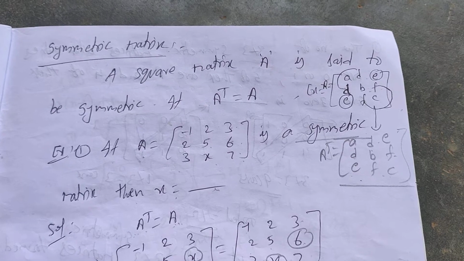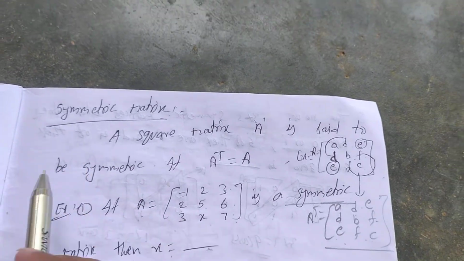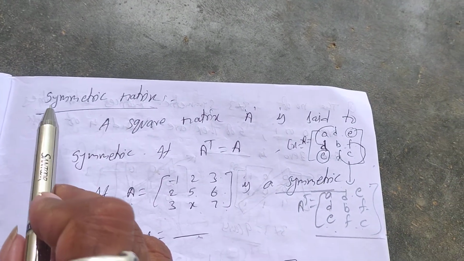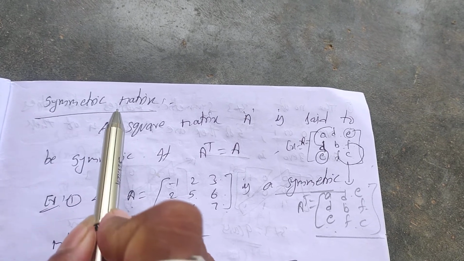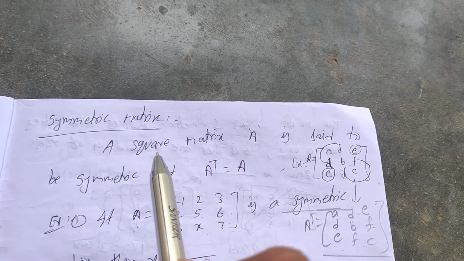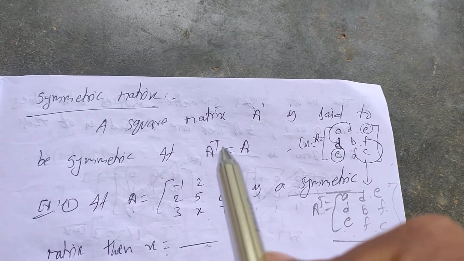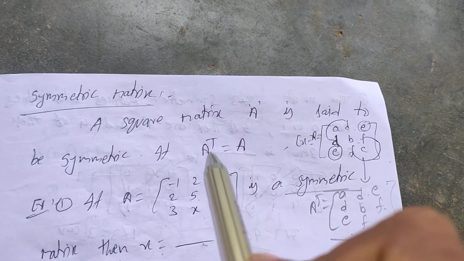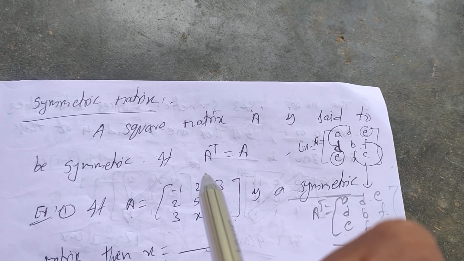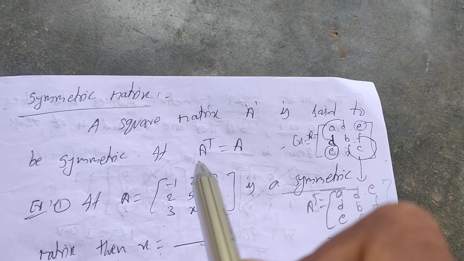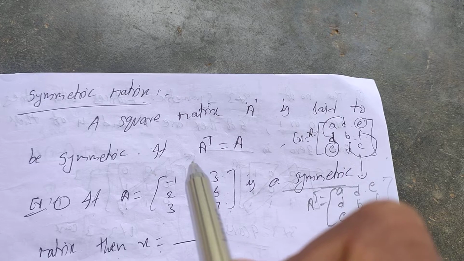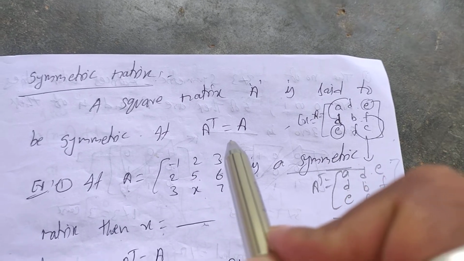Good morning, students. Our next matrix is the symmetric matrix. Very, very important. A square matrix A is said to be symmetric if A transpose is equal to A. Already we know transposition of a matrix. So a square matrix is said to be symmetric if A transpose is equal to A.